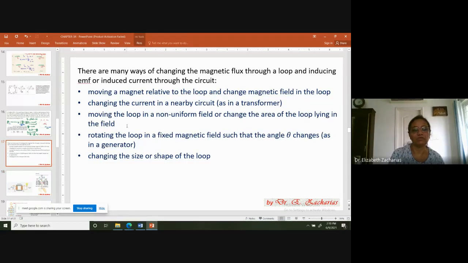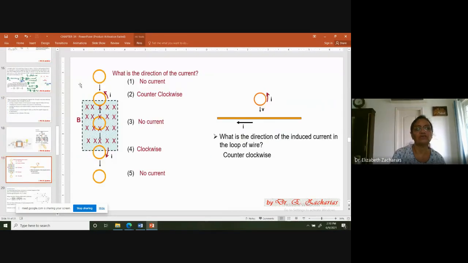Now what's the third method? The third method: moving a loop in a non-uniform field, or changing the area of the loop lying in the field. I'll give you another picture for that. Look at this. Here, there is a loop. This is a defined area of uniform magnetic field, and you're dropping a coil. When you're dropping a coil, this coil doesn't have any flux because it's completely out of the magnetic field. So no current will be there. Flux is zero, it's a constant.